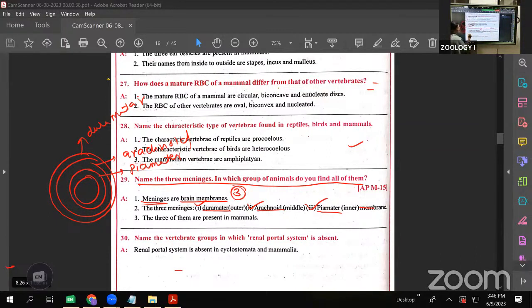All three of them are present in mammals. Mammals have the three. The remaining animals have two meninges. Fishes have only one meninx, which we call the meninx primitiva. But in mammals the brain is covered by the three meninges.